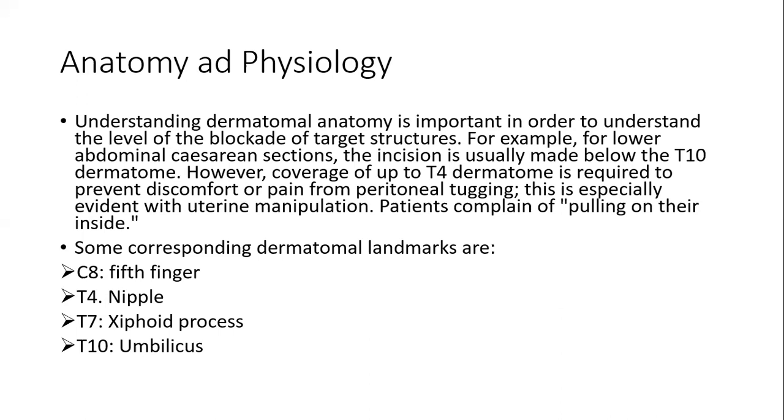All right, C8 is at the level of the fifth finger. All right, T7 is at the xiphoid process, which a lot of times is adequate for appendectomy or other lower abdominal surgeries. And T10 is for the umbilicus. So a lot of times this is adequate for most lower limb extremity surgeries.